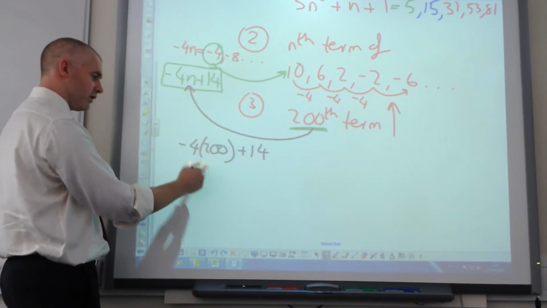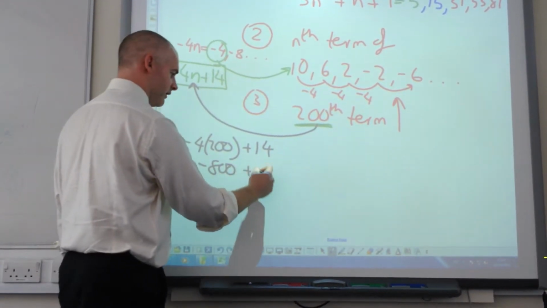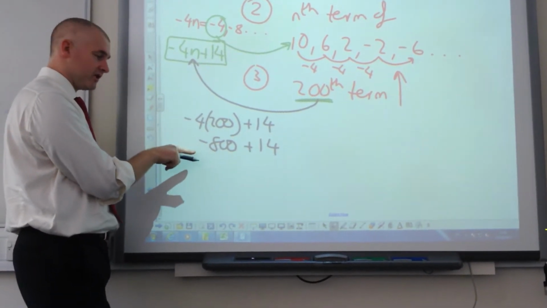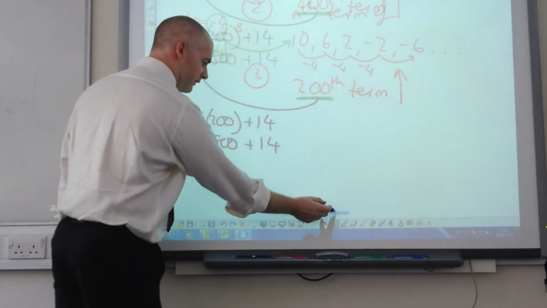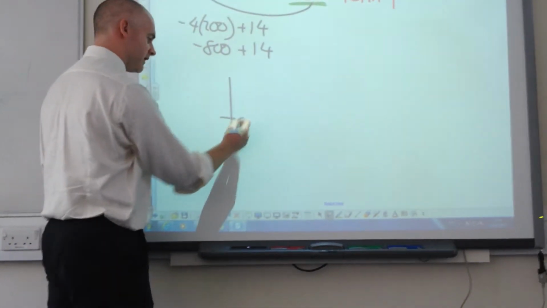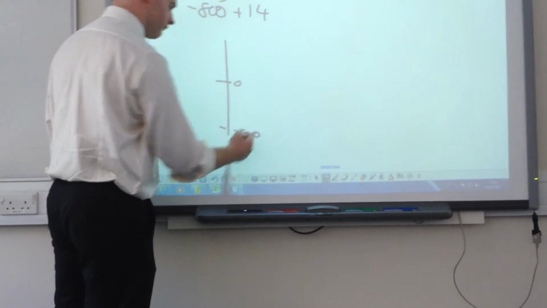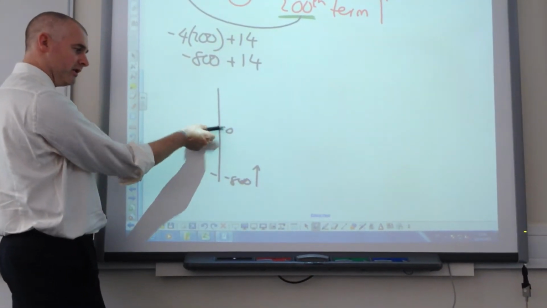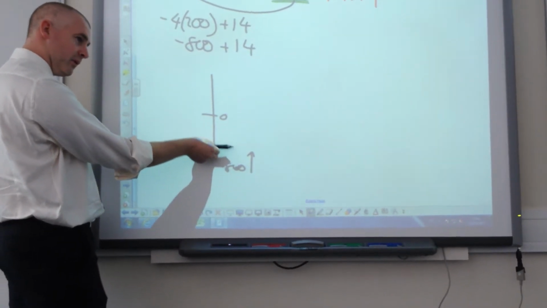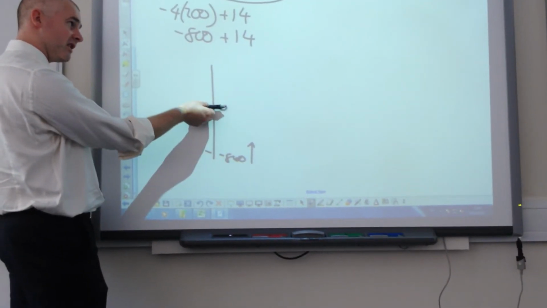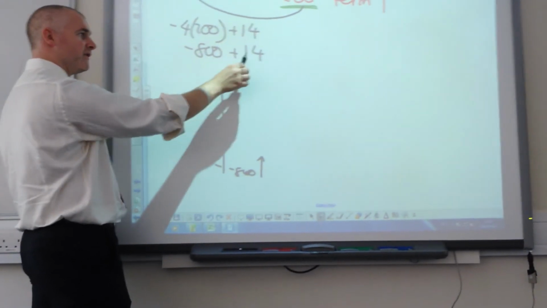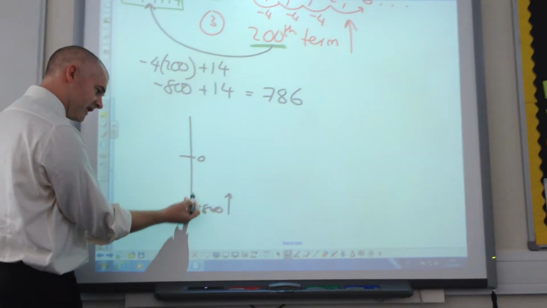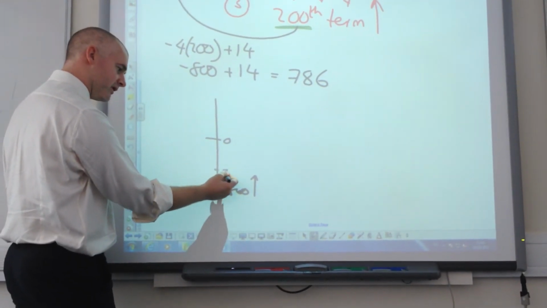Minus 4 times 200 is minus 800. Add 14. Common mistake here is getting 814. It is not. If you think about what you're doing, you're starting at minus 800 and you're adding 14, which means you're actually going up nearer to 0. So the number 800 actually gets lower down because it's getting closer to 0. So think of doing 800 take away 14, which is 786. But obviously, you're still going to be negative, so it's minus 786.